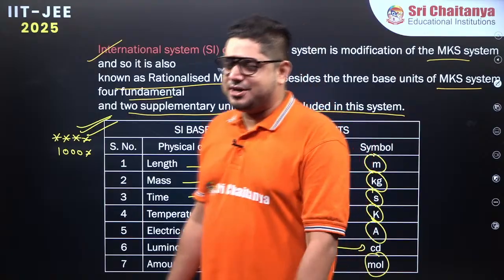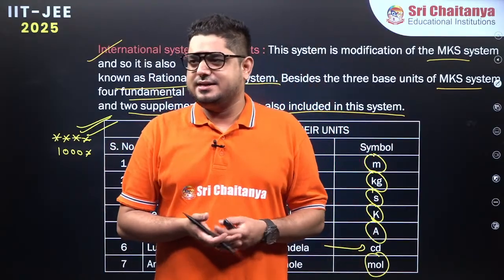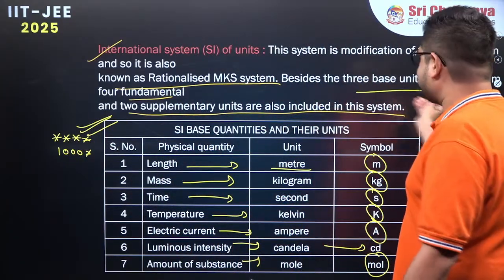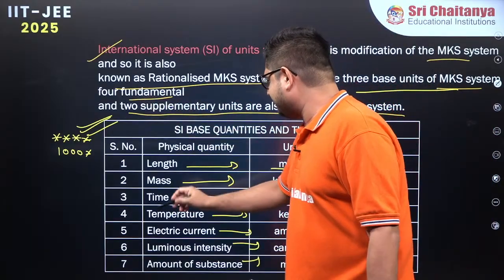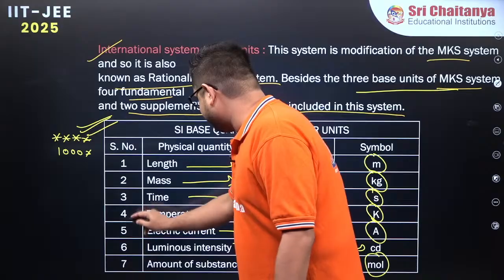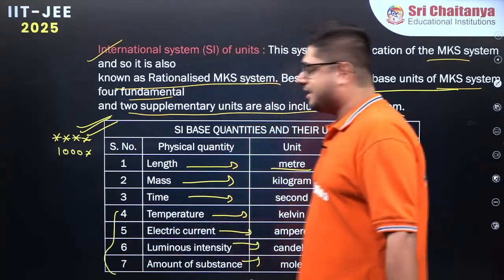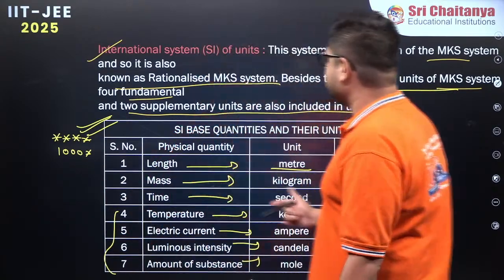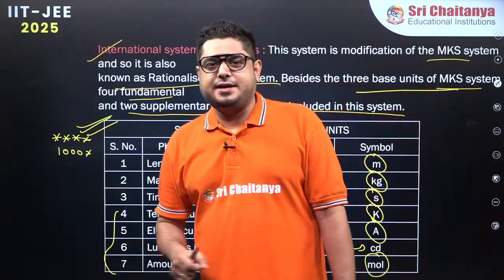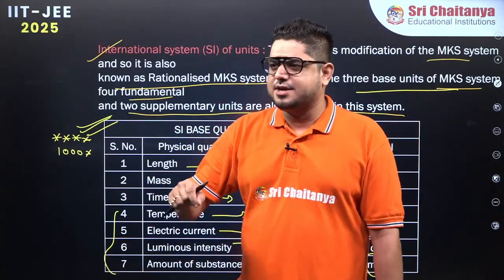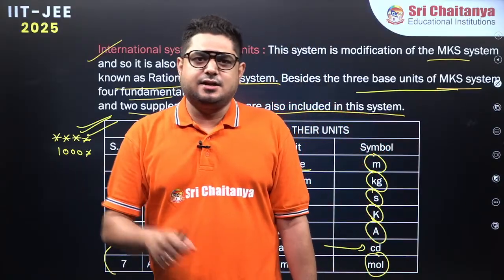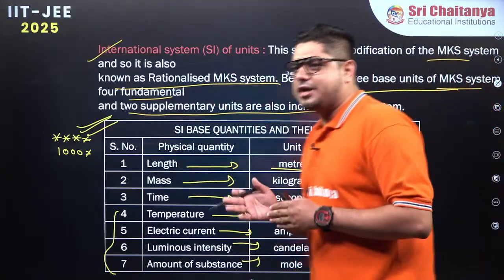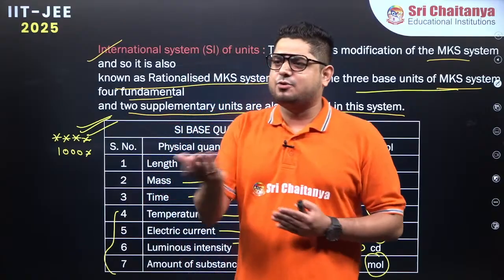MKS system is equal to SI units, you can say like that, but actually it's already been given. Besides the 3 base units of the MKS system, we also included 4 fundamental quantities: temperature, electric current, luminous intensity and amount of substance. We are also including 2 supplementary units, radians and steradians, which measure the plane angle and the solid angle. So that is the difference from MKS. But if you are talking about the fundamental quantities, then definitely they are going to be the same.